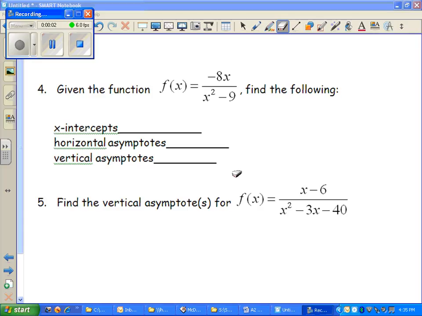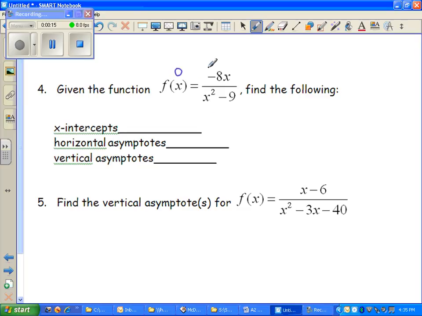For number 4 on the review, we have to find the x-intercepts, horizontal asymptotes, and vertical asymptotes. The x-intercept is when your y value is 0, which means essentially this side of the graph would be 0. And if this is going to be 0, our numerator has to be equal to 0. Our denominator would have to be a number other than 0 for this to work out. But essentially we need the numerator to be equal to 0.